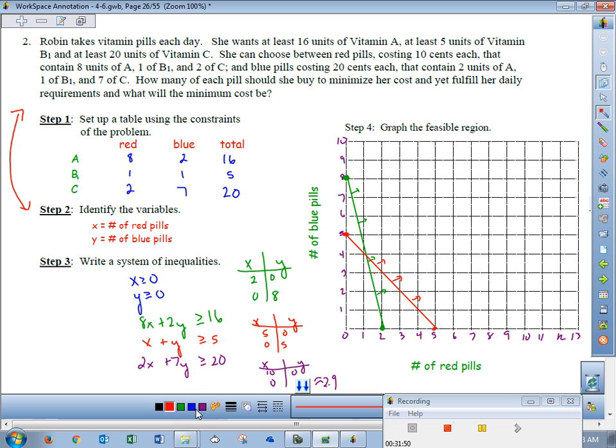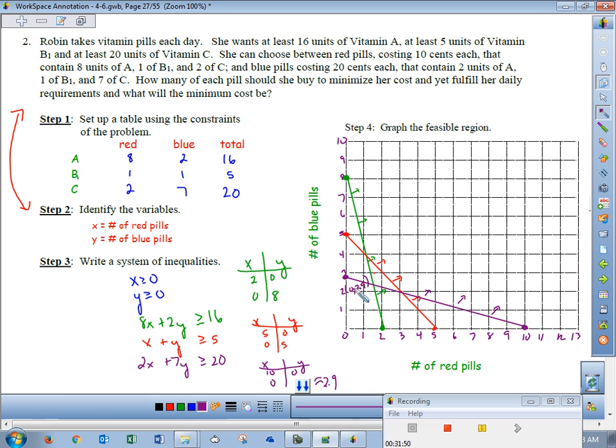And the purple one, he's got intercepts of 10, 0, and 0, about 2.9. Since that one's not on a nice grid mark, I'll say 0, 2.9 approximately, and I will connect.